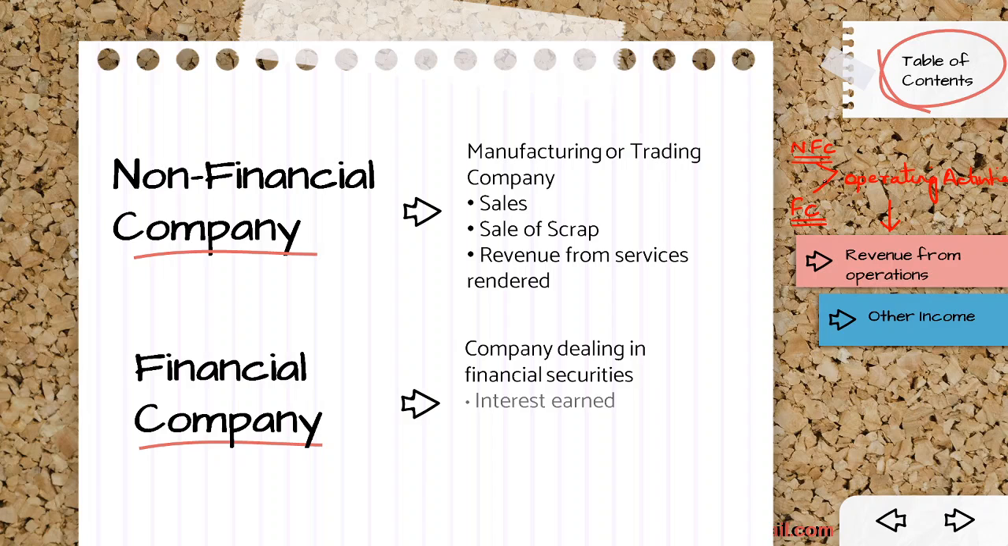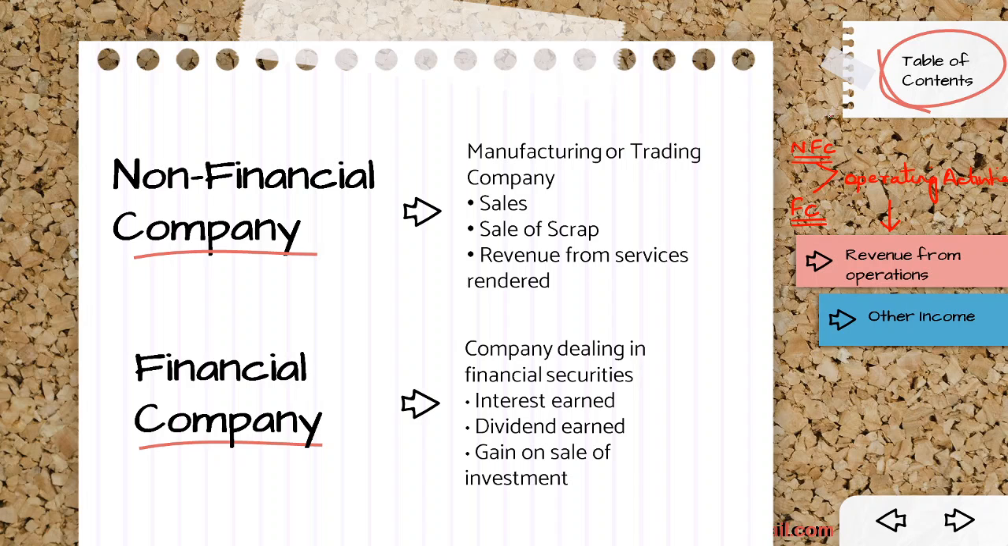Now in case of a financial company, since we are dealing with financial securities, the financial instruments such as shares, debentures, etc., interest earned on such financial securities would be revenue from operations for a financial company. Then any dividend which is earned on the shares is revenue from operations for a financial company. Any gain on sale of investment: they make investment and they sell investment, so any gain that they make on the sale of the investment is also revenue from operations.